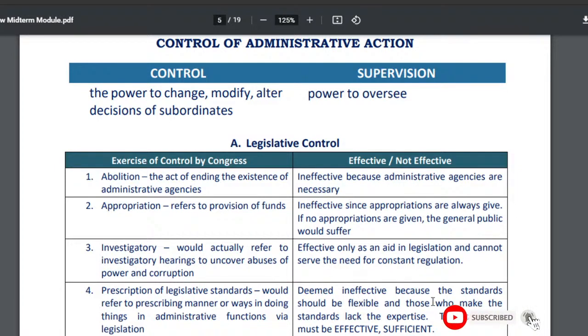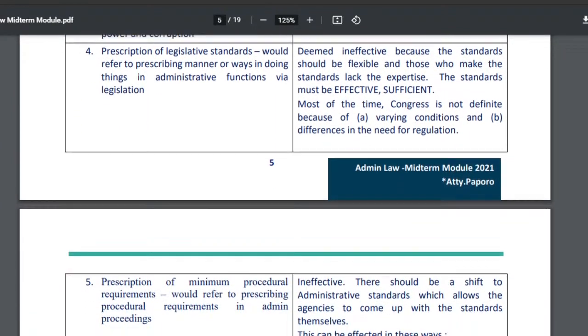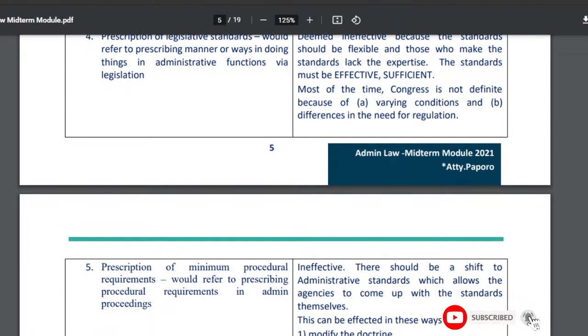Legislative control. So what are the exercises? Control by Congress of our administrative bodies. So we have here abolition, appropriation, investigatory, prescription of legislative standards, and prescription of minimum procedural requirements. When you say prescription of minimum procedural requirements, this would refer to prescribing procedural requirements in administrative proceedings. For example, in the admin proceedings I have mentioned earlier, there are 7 rights, no? For the procedural due process, when we talk of administrative proceedings, and then the legislature, for example, Congress, would prescribe minimum requirements, not the 7.